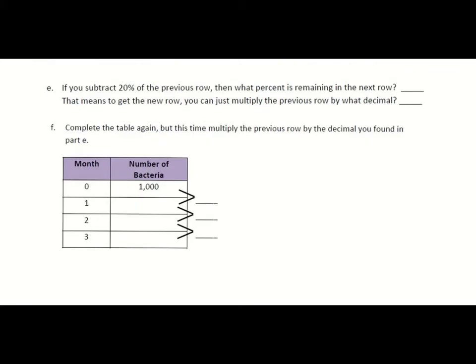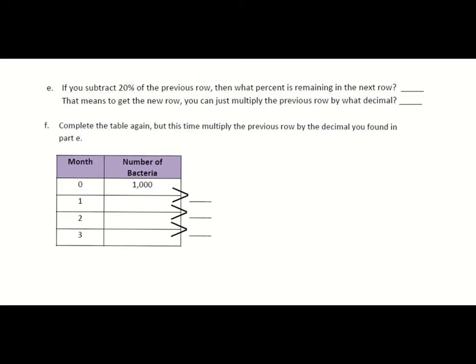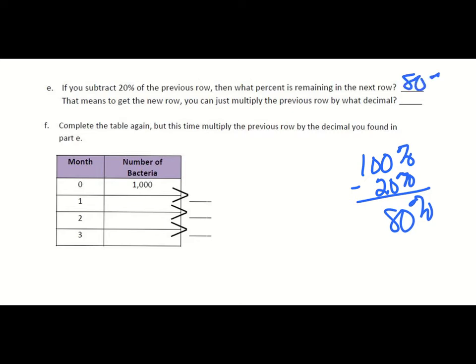So if you subtract 20% of the previous row, what percent remains in the next row? If you start off with 100% at the beginning and you're decreasing it by 20%, you have 80% remaining on each row. So that means to get to the next row, you're going to multiply by 0.80 each time. So this is my common ratio.